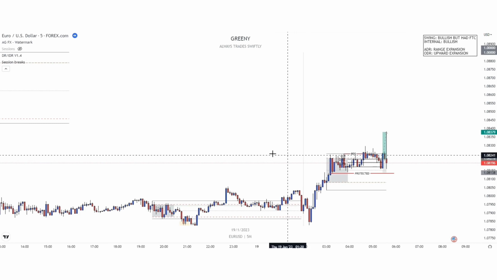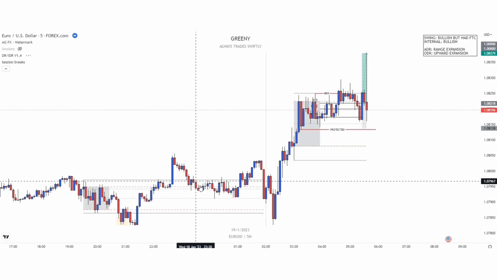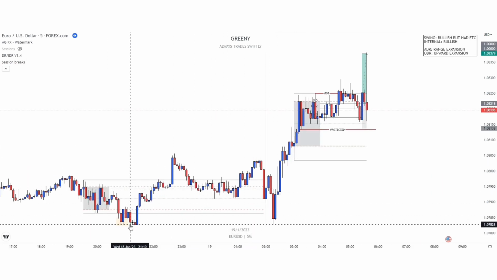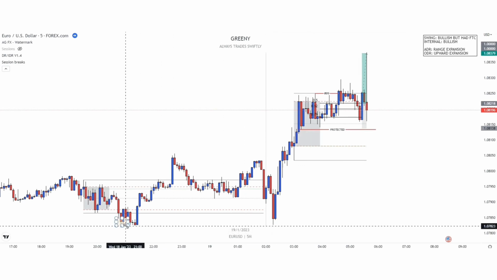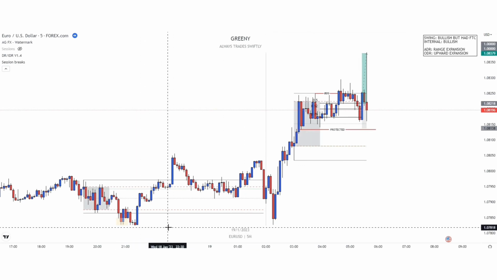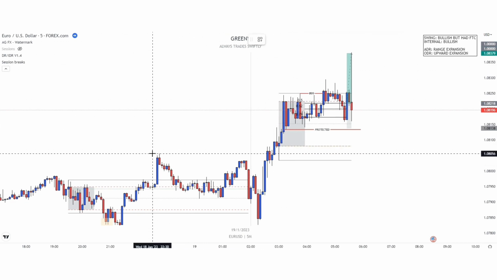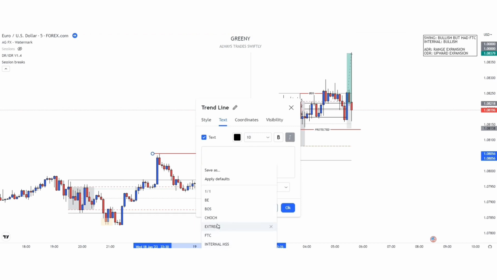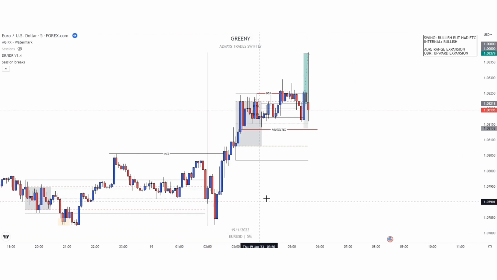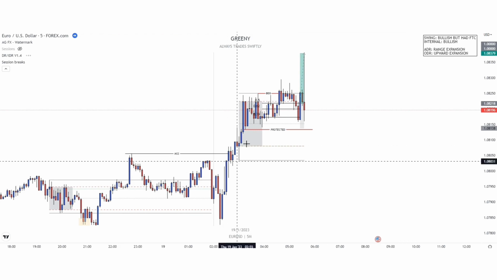As you can see in Asia, we have a range expansion. I was looking to see if I could buy if price broke this low. However, it didn't. It was respected. And this created a market structure shift. There we are. So we did have this here.